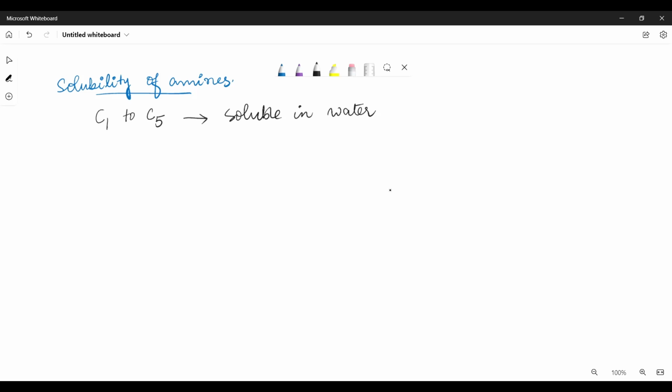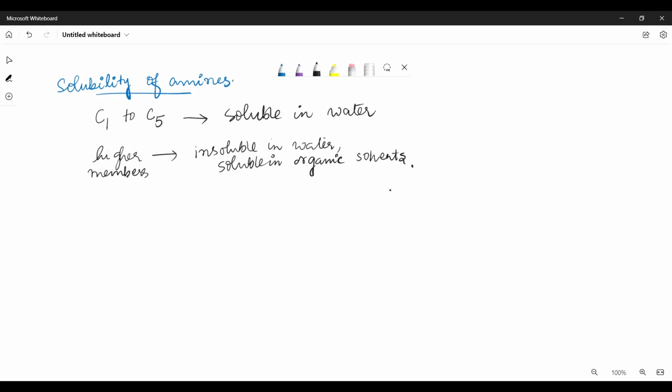Then if you take higher members, they are insoluble. Higher members are going to be insoluble in water. When you take higher members, it becomes more hydrophobic because of bulkier groups. Bulkier groups are always going to be hydrophobic. They don't like water: phobia, hydrophobia. So you can remember it like that. As a result, they're insoluble in water, but they are soluble in organic solvents. They like organic solvents.